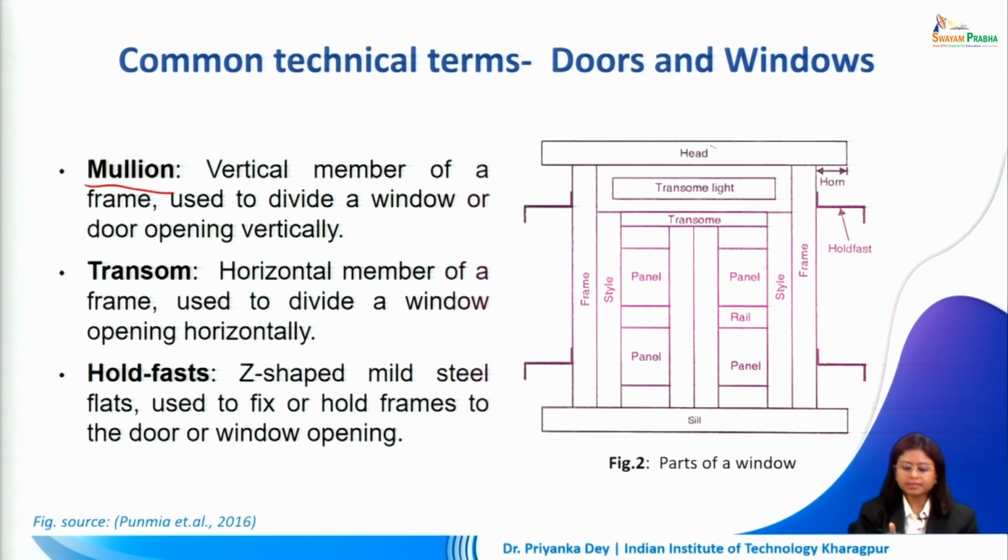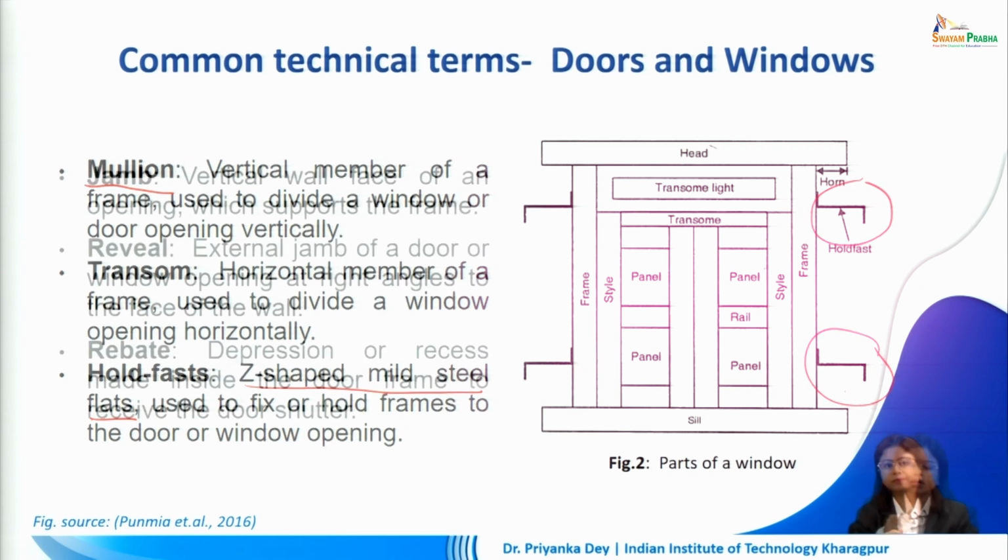Now, holdfasts are Z-shaped mild steel flats which are used to fix or hold the frame in that opening that we have created in the wall. So, these are the holdfasts and these help us fix the door frame into the wall. It is very important for us to use the right number of holdfasts and fix them in the right position, otherwise the stability of this door within the opening will be compromised.